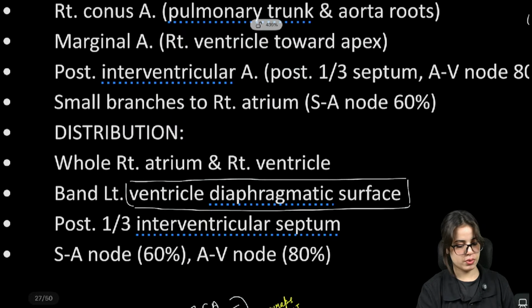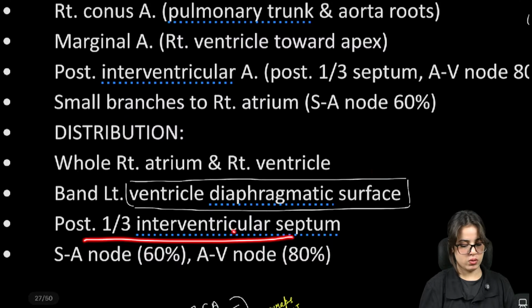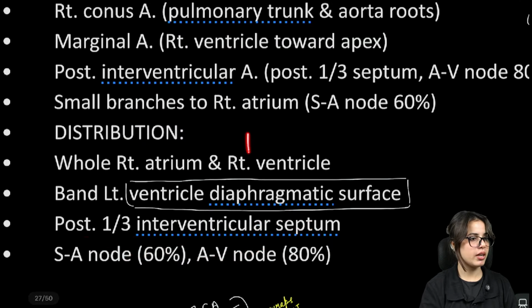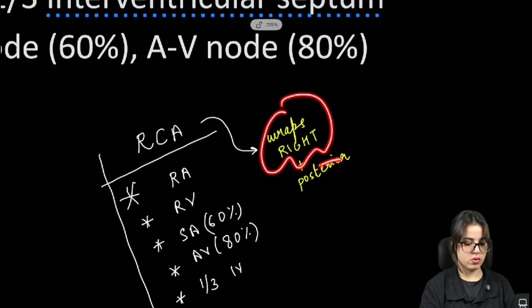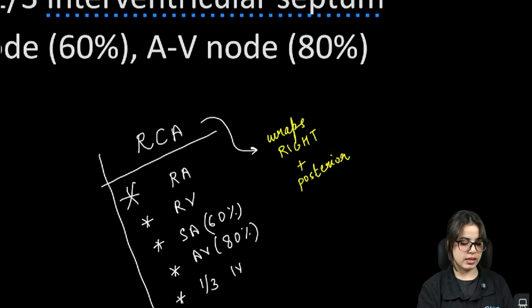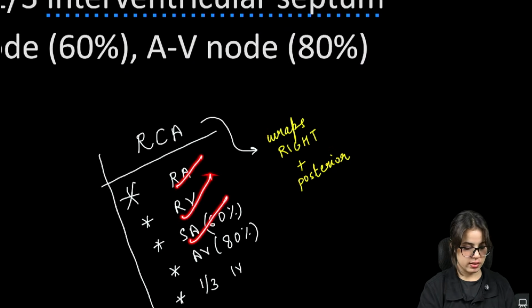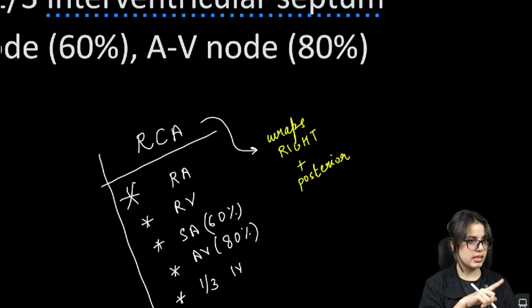Then we talk about its distribution. Whole right atrium, whole right ventricle, part of the left ventricle, diaphragmatic surface. Posterior, we know this. So if you don't remember any of this, just remember that RCA wraps the right part and goes posteriorly. What are the things it includes? RA, RV, SA node 60%, AV node 80%, 1/3 of the interventricular septum.